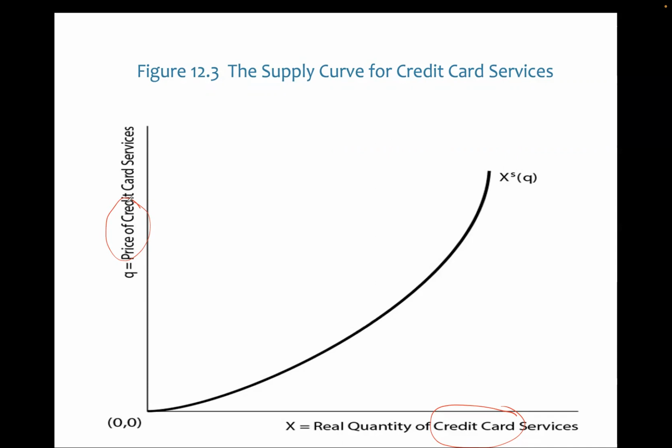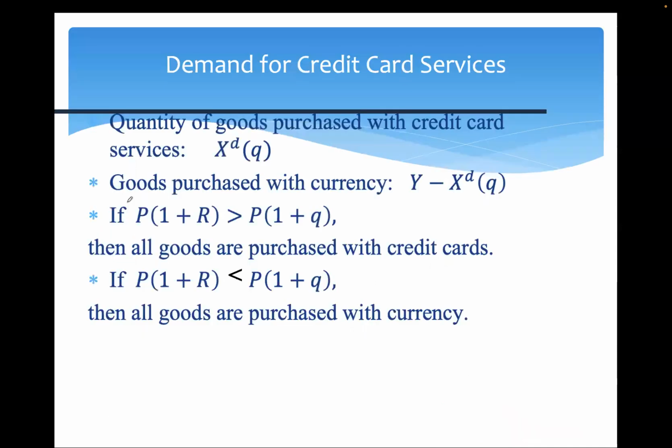Because you need to verify, you need to do lots of transactions. Okay. Now let's look at the demand for credit card service. Once we understand the demand for credit card service, then you understand the demand for money, right? So this is like a big pie. It's just total transactions, and a part goes through with credit card, and the rest goes to money.